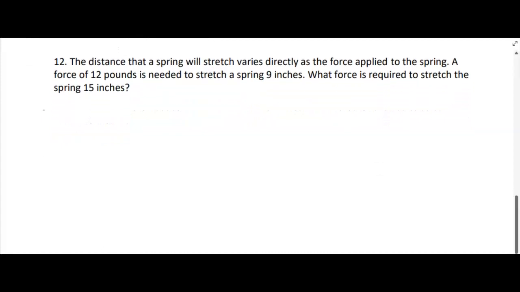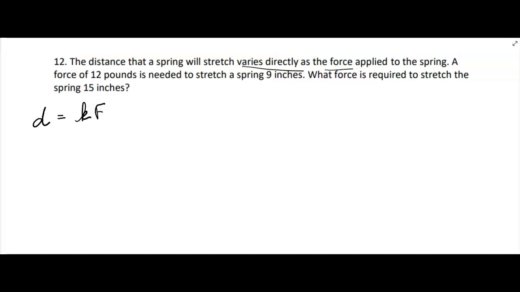Okay, so now we have one of our variation problems. So these are in 3.7. The distance that a spring will stretch varies directly. Those are the words you're looking for. So distance, I'm just going to use D for distance. You can use whatever letter you like, but it's best to use something that makes some sense. You have to have a K, and it varies directly as the force. I just use a capital F for force, but again, you could use a lowercase f. Okay, that's the relationship. Distance varies directly as the force applied to the spring.